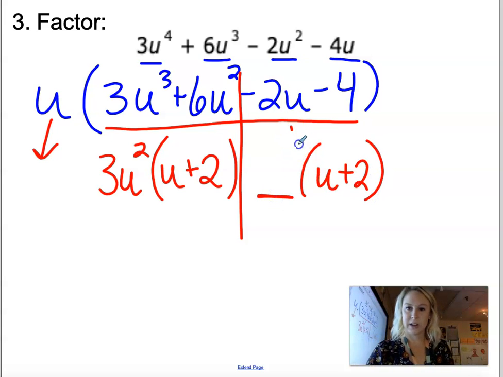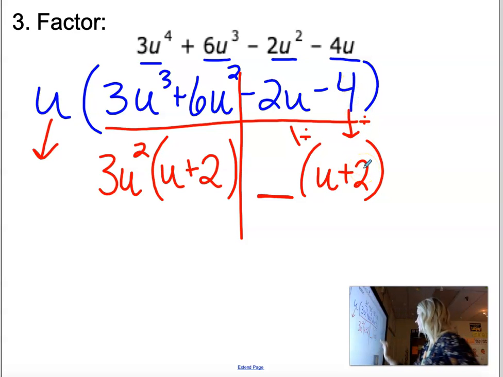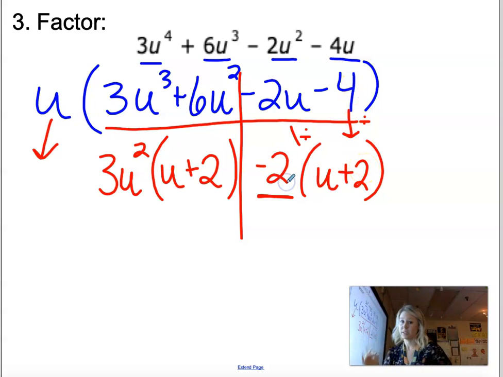Okay, so now to get my GCF, I'm going to divide. So negative 2u divided by a u, or you could just divide these two since it's just a number. So negative 4 divided by a 2 is a negative 2. Let's see if that works out. Negative 2 times a u is negative 2u, and negative 2 times a 2 is negative 4, so it worked out. Or you could find the GCF of these two terms, which is negative 2. I'm going to rewrite my final answer.